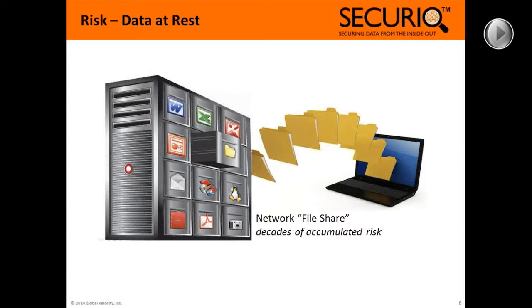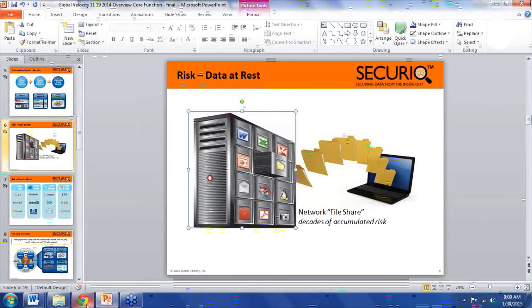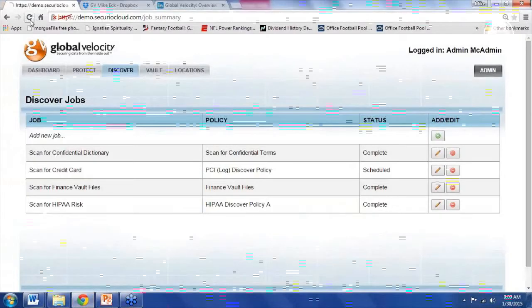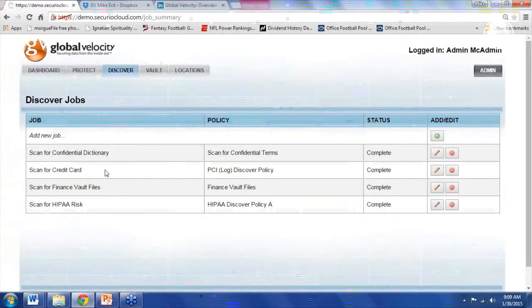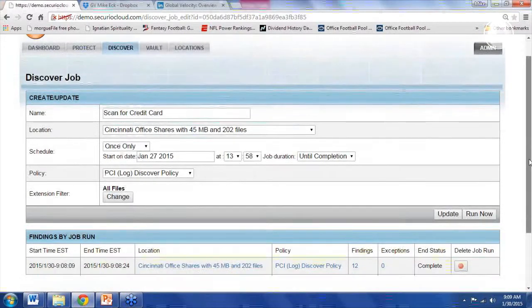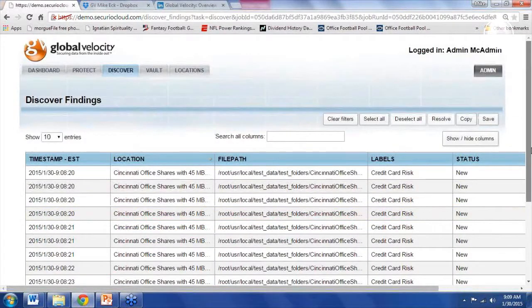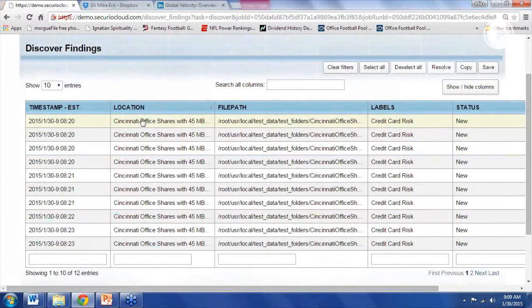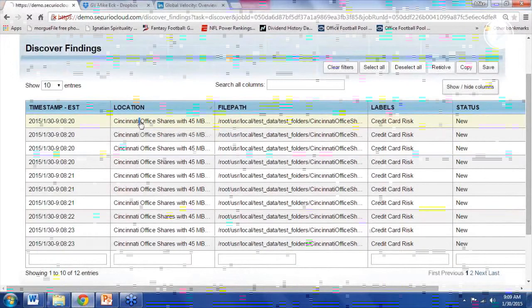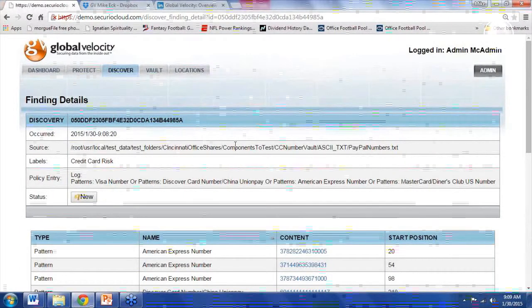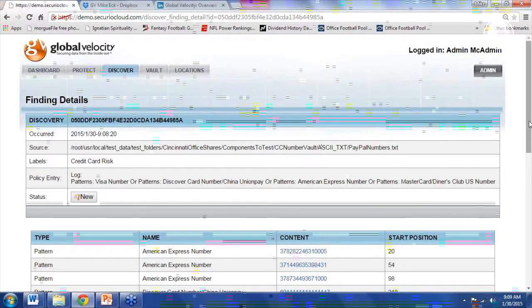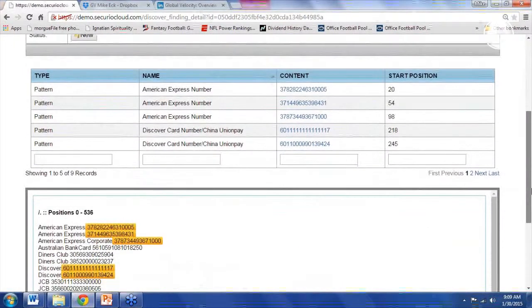So let's go back and take a look at the results of that Discover job. We'll refresh the screen. We'll see that the job is now complete. And we see, in fact, that the job ran for less than a minute. We scanned a file share looking for credit cards, and the results reveal to you, and we're going to take a look at one of them, that on this network path we found a file that in fact truly did contain credit cards.